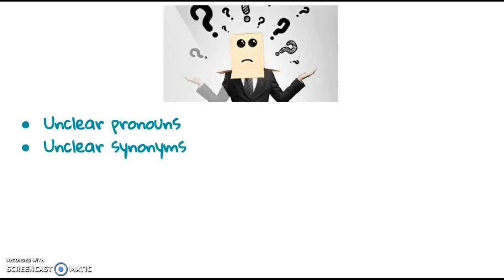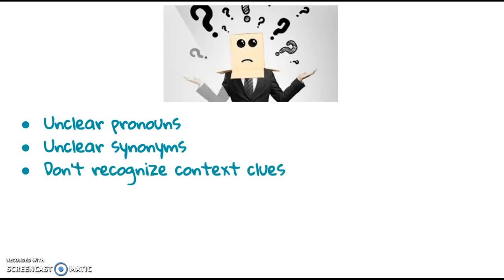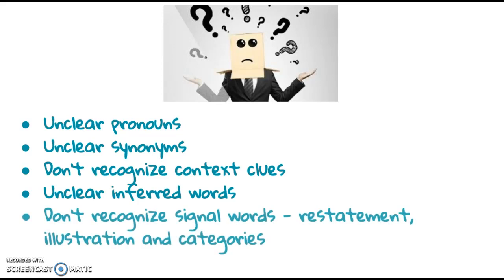Confusion. When you read, there's some confusion that can come in. Generally, here's the kind of things that syntax surgery can help with. Unclear pronouns. Unclear synonyms. When you don't recognize some context clues that could help you learn the meaning of some unknown words or phrases. Unclear inferred words. Sometimes the writer will leave a word out. It's inferred, but unless you pick up on that, the sentence doesn't make sense to you. Maybe you don't recognize some signal words, such as ones that would let you know that you're going to restate something, or it's going to illustrate or show you something.